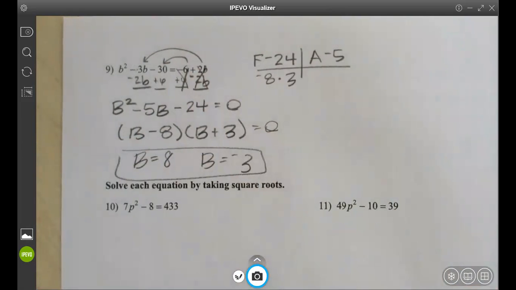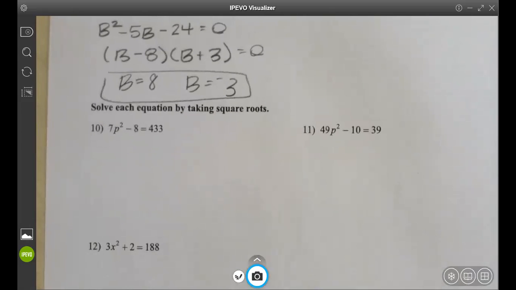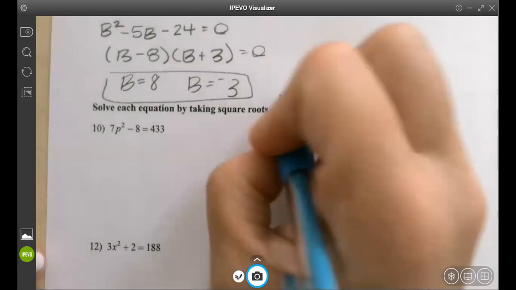I'm going to show you how to do it on Desmos. So if you're getting it by factoring, you're good to go, okay? Desmos just makes it that much easier. Very good. All right, by square roots, remember we do square roots when there's no x term.